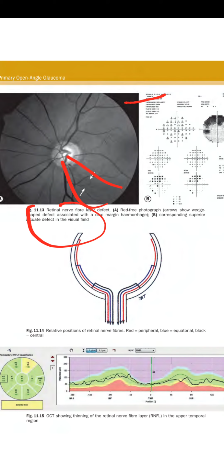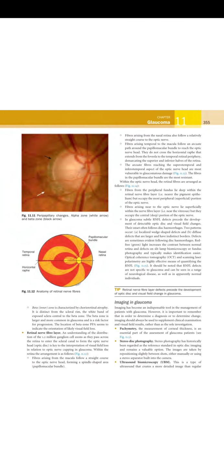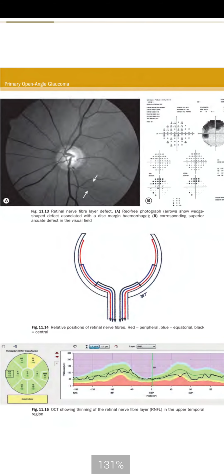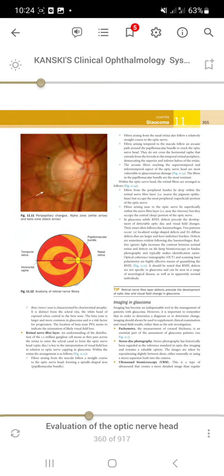So you can see that if there is a defect in a nerve fiber layer, the visual field on the opposite side will be affected. For example, if it is the inferonasal area that is affected, then the visual field loss will be in the supratemporal area. And this is showing the OCT, showing the thinning of the nerve fiber layer in the upper temporal area. So you can see the upper temporal area is having a thinning in an OCT.